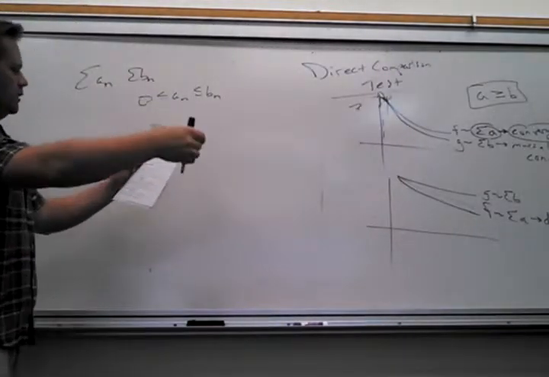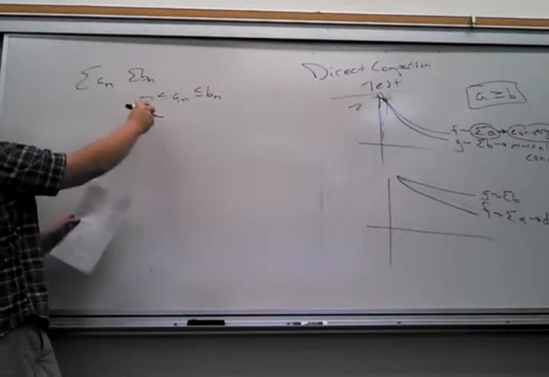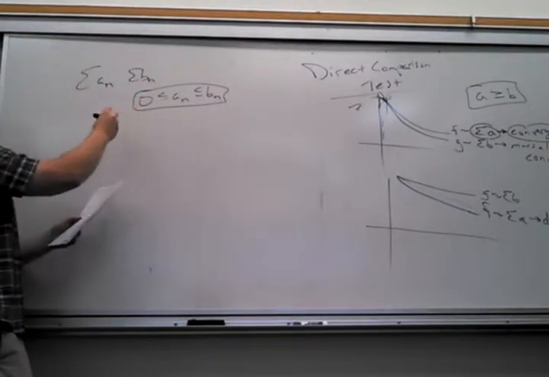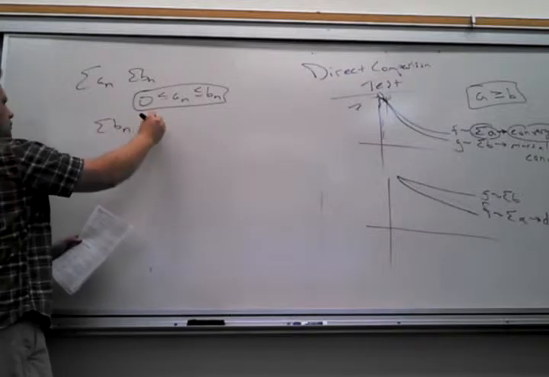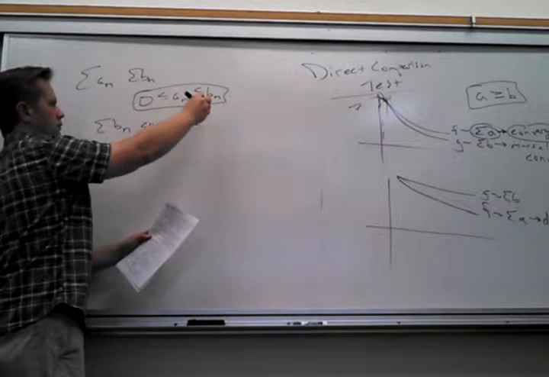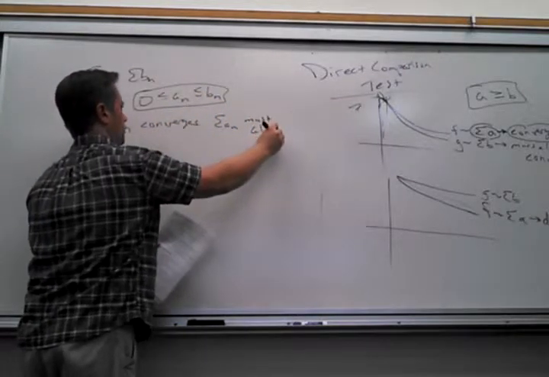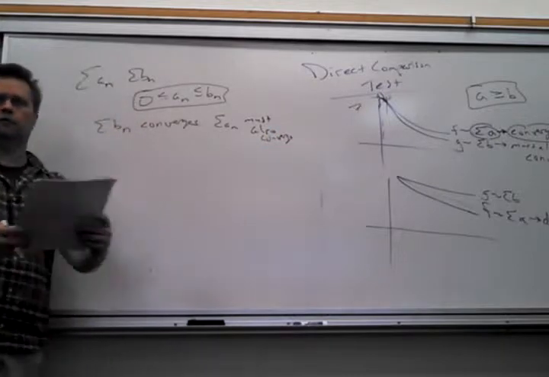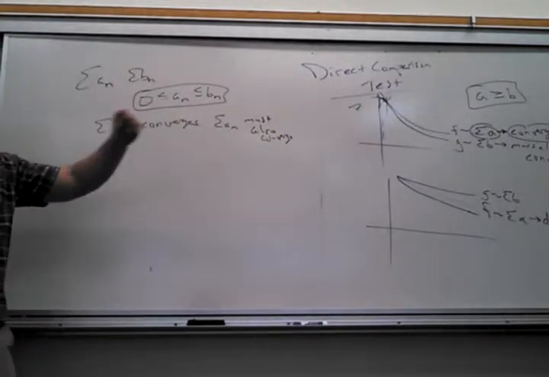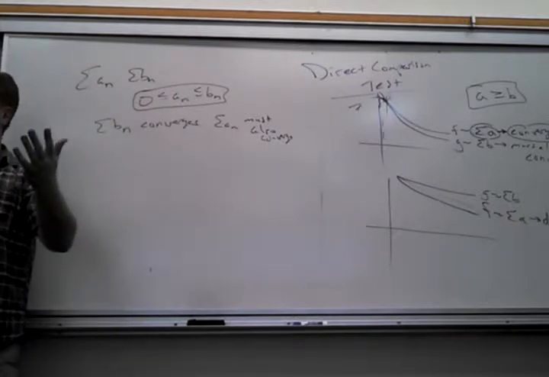So if I suspect AN converges, I'll try to find a ceiling. Up here I write very quickly that if BN converges, and it's always bigger than AN, then AN must also converge. I'm not going to rewrite what I've got up here on this handout, but that's the idea. If the bigger one converges, the smaller one must also converge. There's no question.